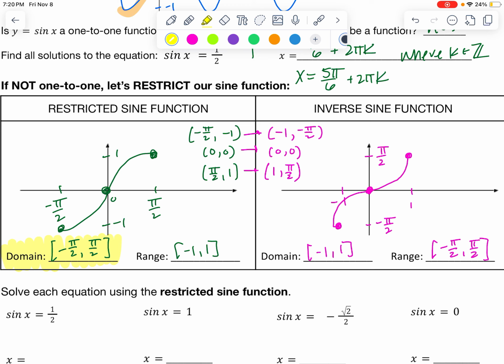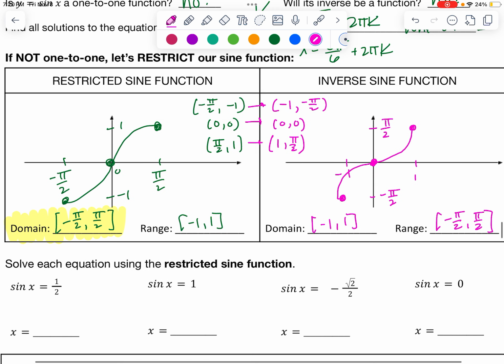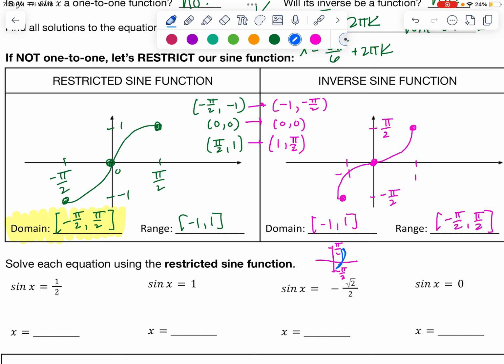This is going to help us determine what quadrant my answers are going to be lying in. I could chat about this a little bit further, but if I'm looking at my unit circle, here's pi over 2, here's negative pi over 2. We're going to be looking at our functions in quadrant 1 and quadrant 4. So keep that in mind when we evaluate some of the stuff below.